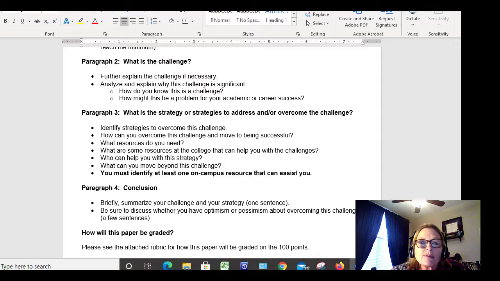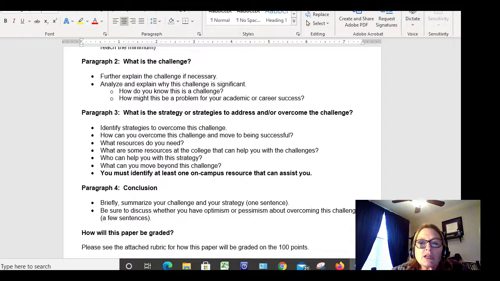Then in paragraph 3, provide these. Identify strategies to overcome the challenge. How can you overcome this challenge and move to being successful? What resources do you need? What are some resources at the college that can help you with this challenge? And who can help you with this strategy? Who or what can help you move beyond the challenge? You must identify at least one on-campus resource that can assist you.